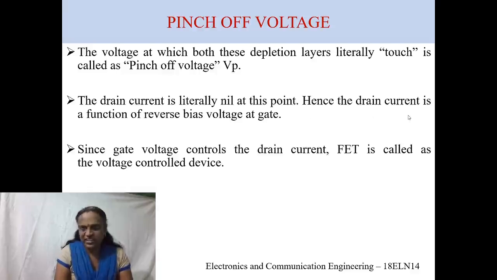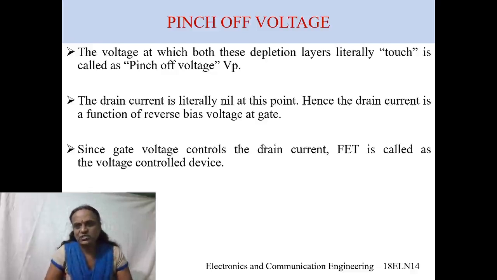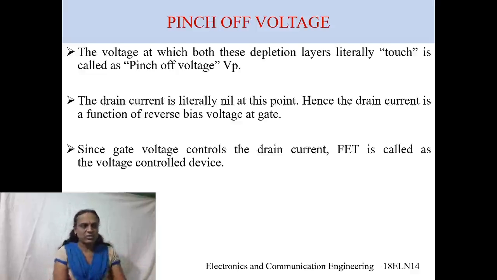Hence, the drain current ID is a function of the reverse bias voltage at the gate. Hence, the gate voltage controls the drain current. So we say FET is a voltage controlled device, because the voltage applied at the terminals controls the drain current. Whereas in our BJT, we saw that it's a current controlled device. So we are just proving here why FET is called a voltage controlled device.